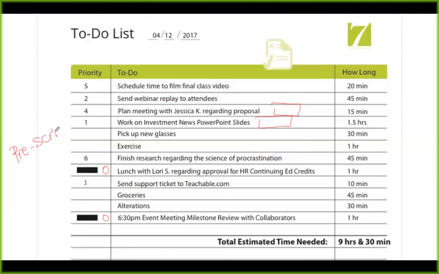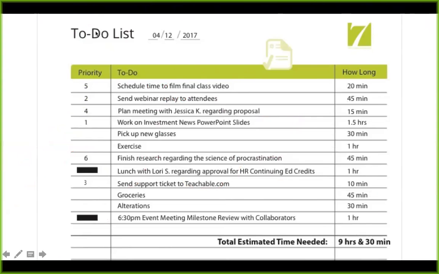These two things were what I call pre-scripted time blocks. I had them scheduled on my calendar to have a 1-hour lunch with my friend Lori and to have a 6:30 event milestone meeting with some collaborators I was working on. So these are hard stops. They are actually events that I am going to be attending out of the office. As I wrote all these things down, I then prioritized them, which was step 2.